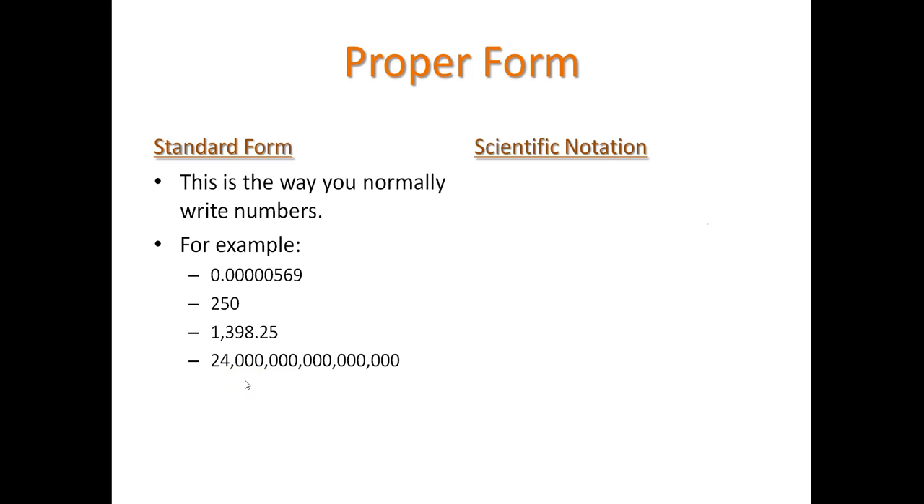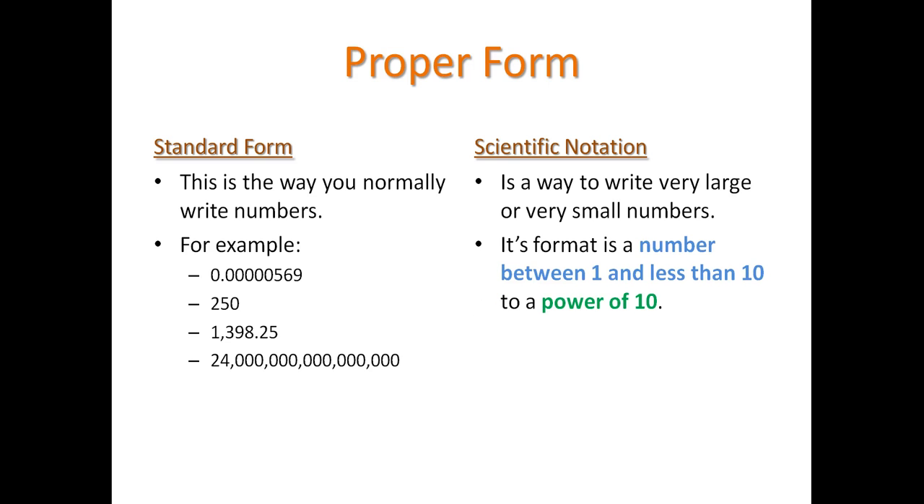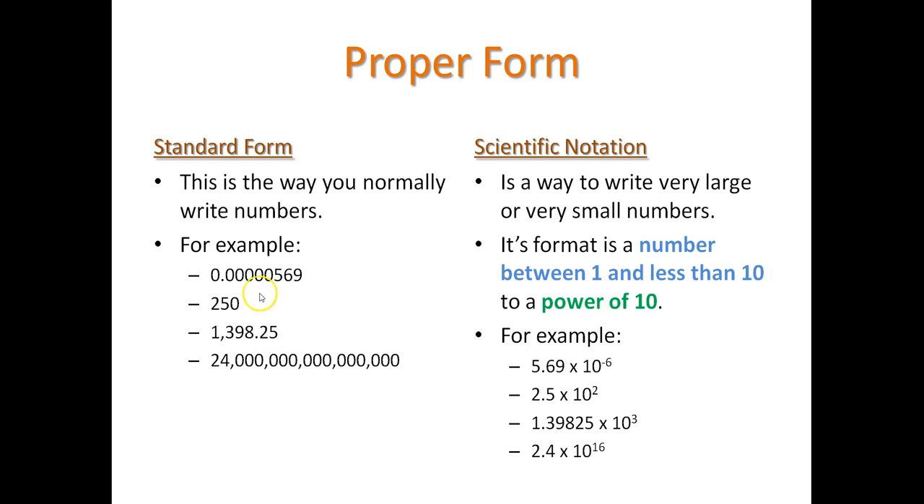So scientific notation is a way to write very large or very small numbers. And its format is a number between 1 and less than 10 times a power of 10. So I took this decimal here and changed it to scientific notation. So it's 5.69 times 10 to the negative 6. It's something that's very small. That's a very small number. And notice that 5.69 is a number between 1 but less than 10. I like to say between 1 and 10, but it can include 10.